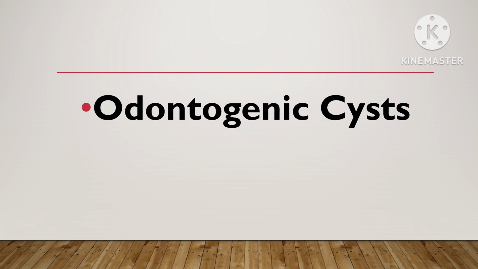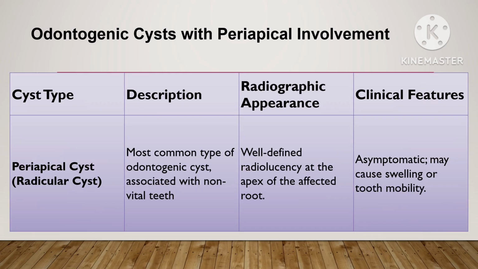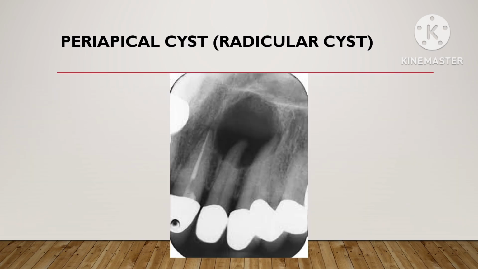Odontogenic cysts as periapical lesions include several types of cysts that originate from tooth-related tissues and are typically found around the apex of the tooth. The overview of some of the common types is as follows. First of all, the periapical cyst. We have already started it in the last video. This is the most common type of odontogenic cyst.